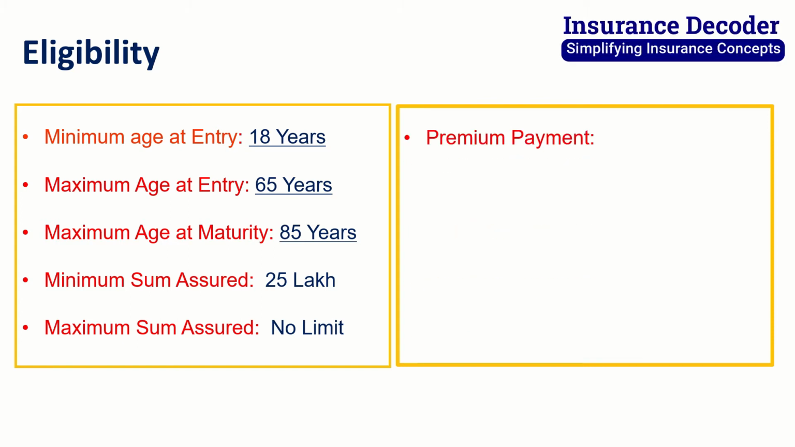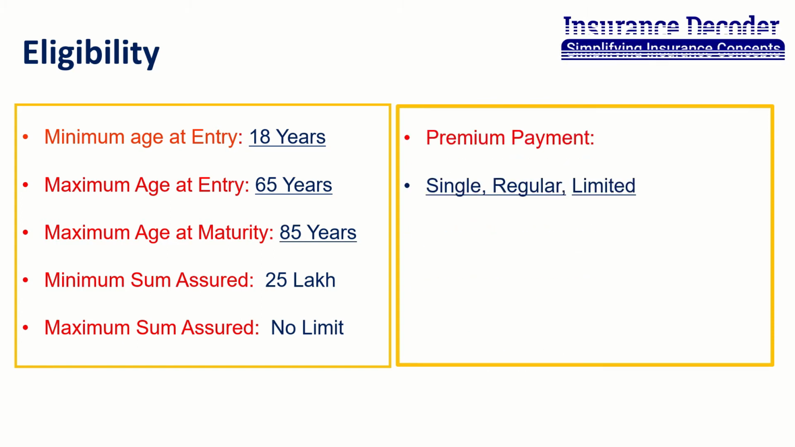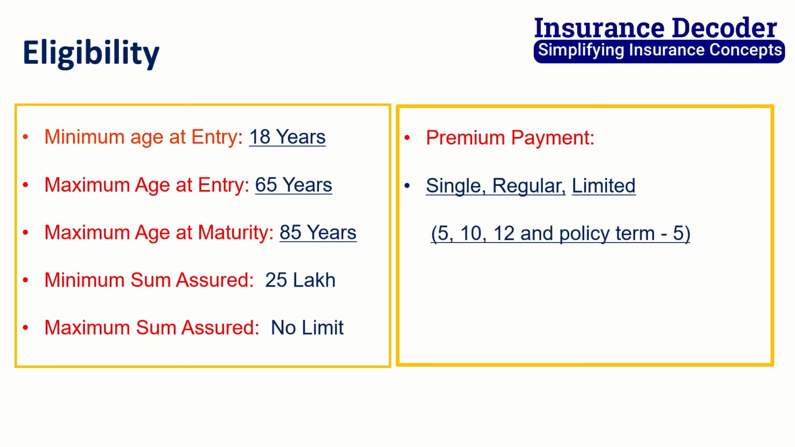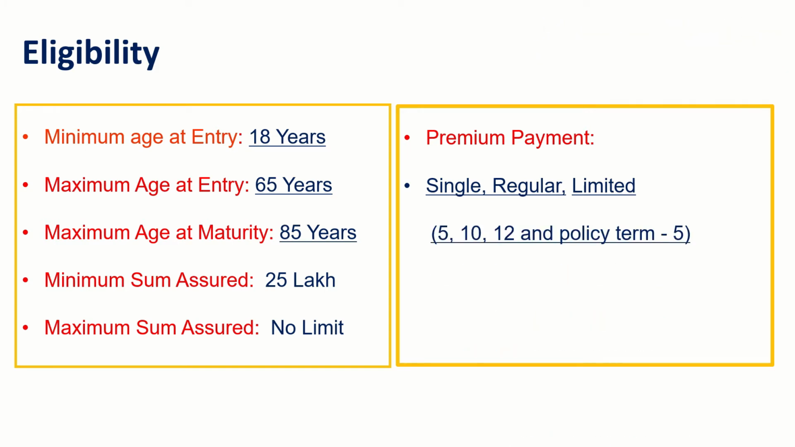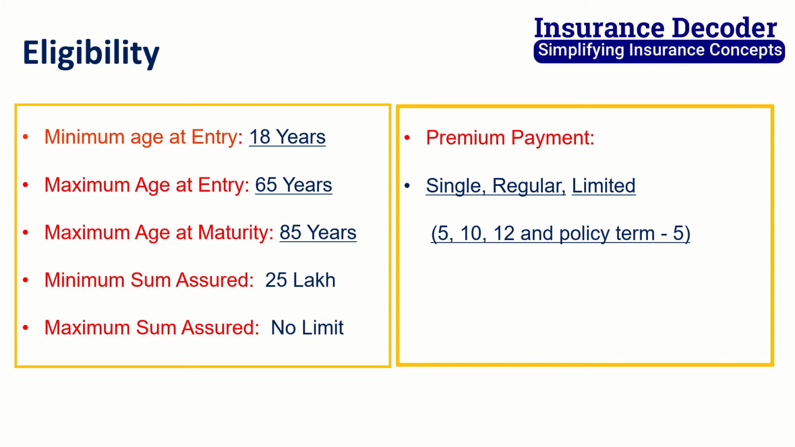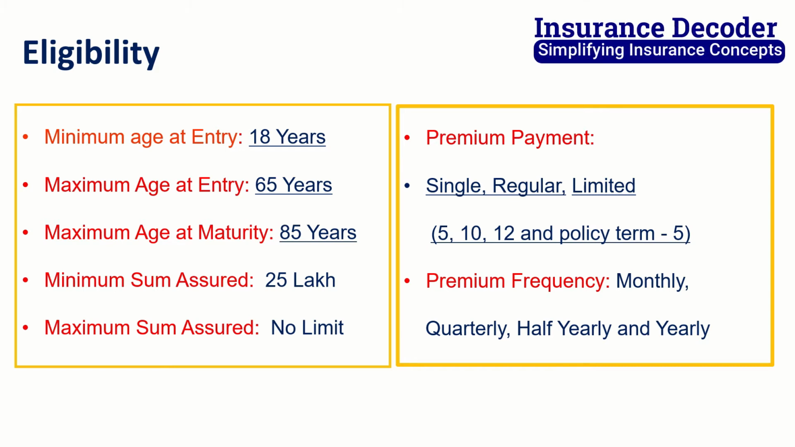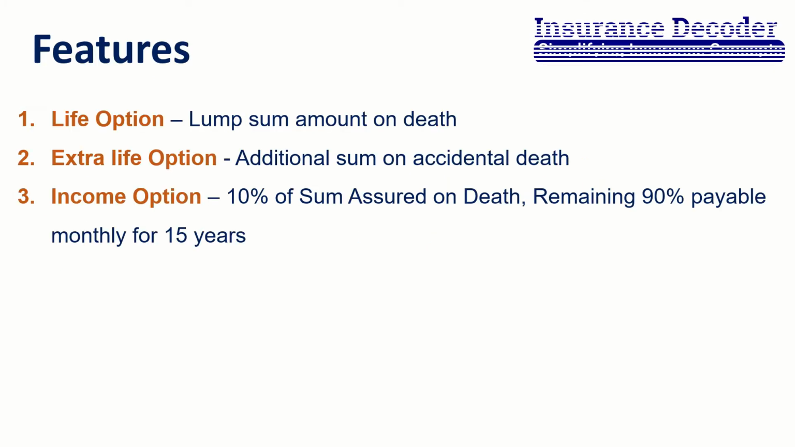As far as the premium payment term is concerned, you can pay the premium as single, regular or limited option. The limited premium can be paid in 5, 10 or 12 years, or you can pay it up to 5 years before the policy completion. Premium frequency is monthly, quarterly, half yearly and yearly. These are the premium frequencies available if you want to buy HDFC Click to Protect plan.